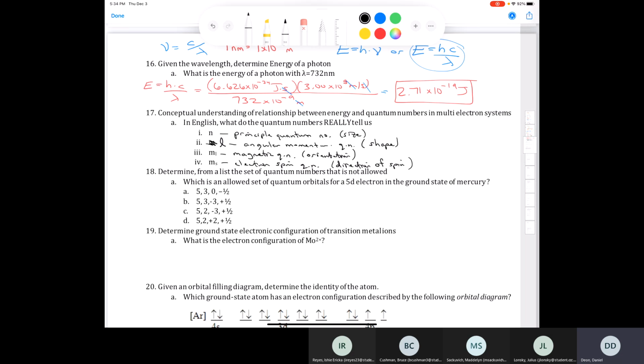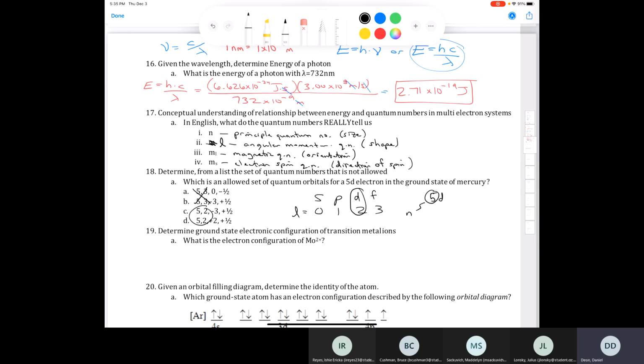Okay, number 18. Determine from a list of sets of quantum numbers which is an allowed set of quantum numbers for a 5d electron in the ground state of mercury. Well, you remember the SPDF: an s orbital is when we have an l of 0, p is 1, d is 2, f is 3. So that means our l is going to be 2. And when we have a 5d, the 5 represents the principal quantum number. Okay, so we're looking for a 5 and a 2. So that's going to disqualify the first two.